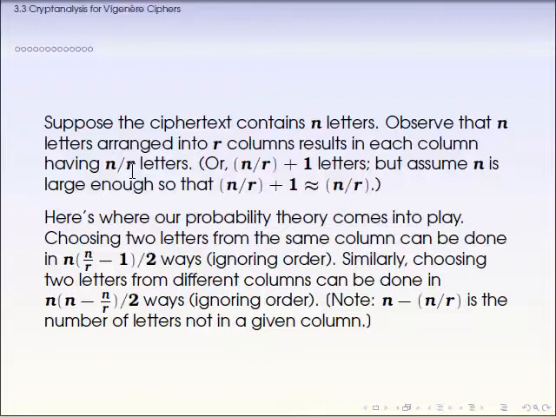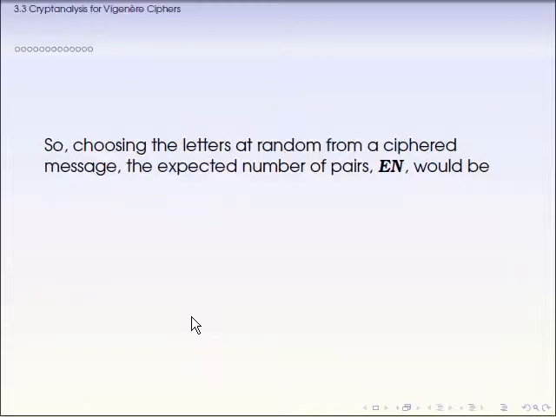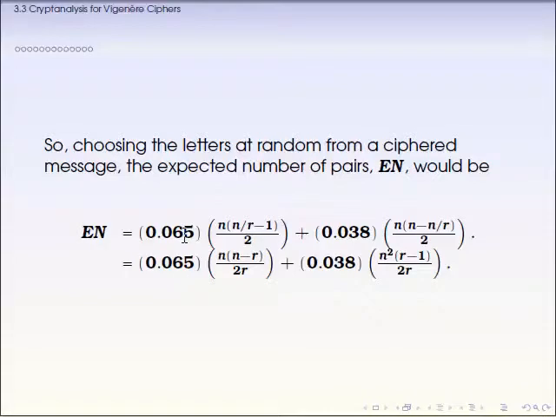Then if we choose two letters from the same column, we have that many different ways to pick, right? And if we choose two letters from different columns, then we are going to have that many different cases. So that's the number of cases in which we could pick two letters randomly from the same column or from different columns. And we already checked that each column is monoalphabetic.